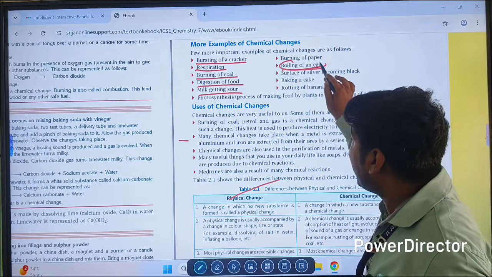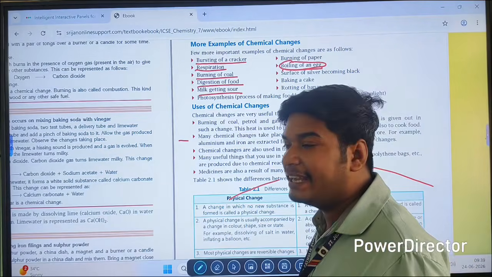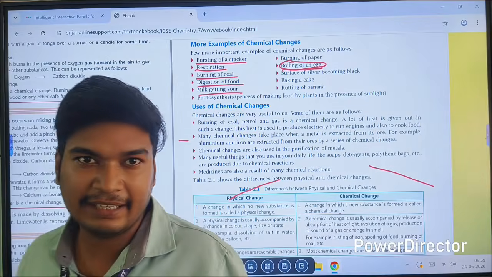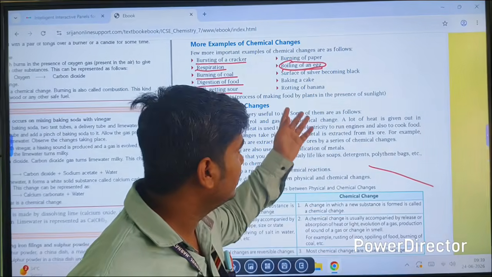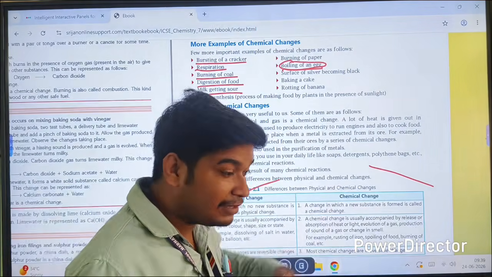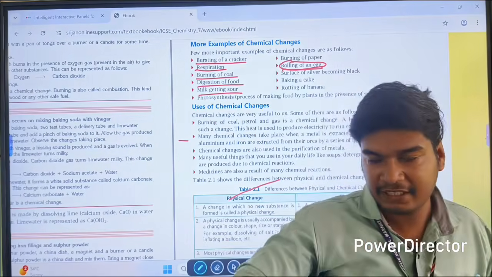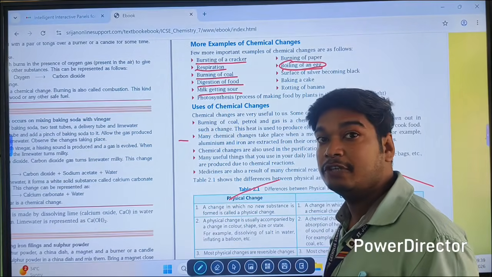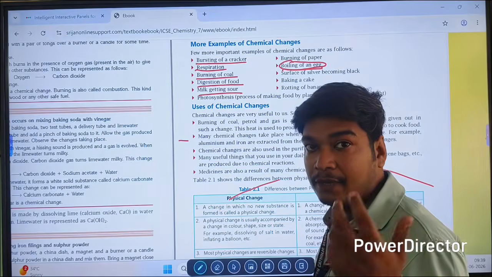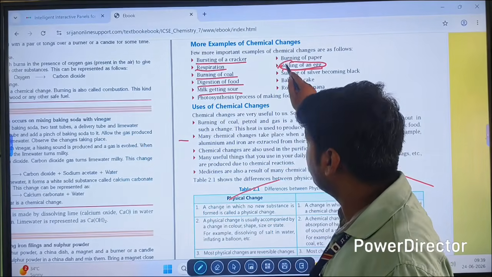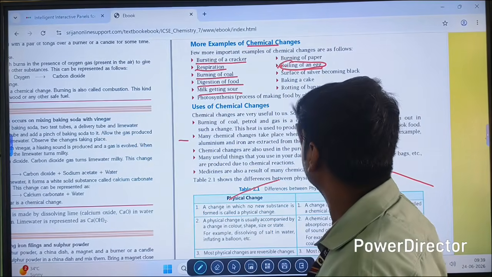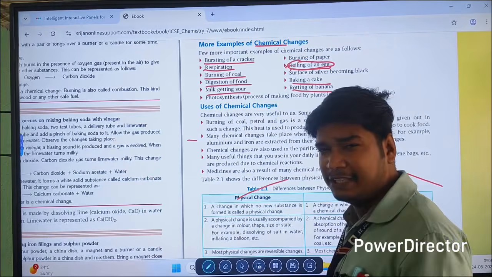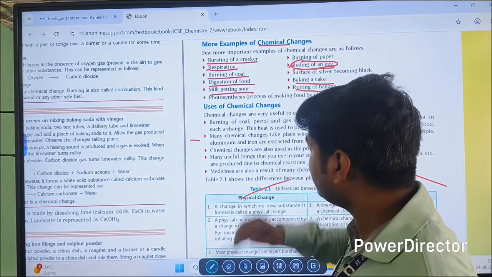boiling of egg, after boiling of any egg, can we get again that in liquid form which is present in the egg? No, that will become solid form. The materials which are present inside that egg are going to convert into solid form because of boiling. So this also comes under chemical change. Rotting of banana, breaking of cake, these all are the examples of chemical change.